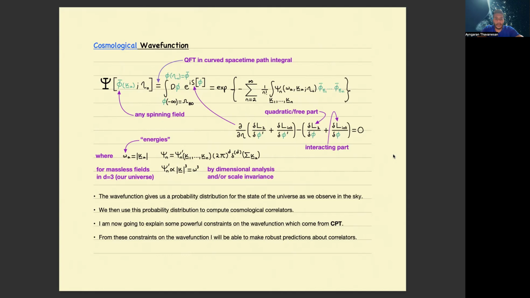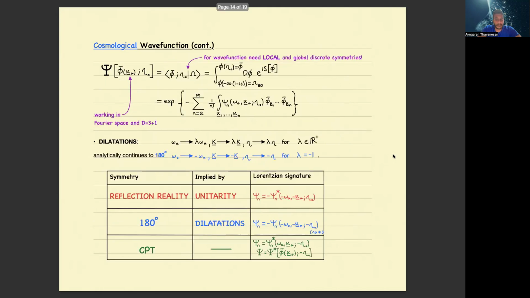And these wave function coefficients depend on the Fourier space momentum, as well as the magnitude of the Fourier space momentum, which we sometimes refer to as energies in the literature. And we can then use these wave function coefficients to compute cosmological correlators. Now I'm going to explain how we can constrain these wave function coefficients using CPT. And from these constraints, I'm going to be able to make robust predictions for the actual observables of cosmological correlators.